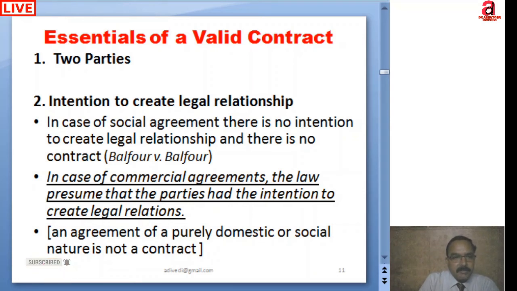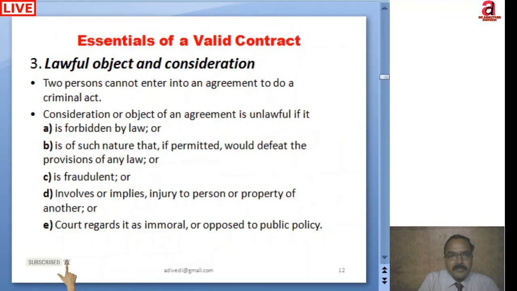Suppose A and B agree to go to a movie on coming Sunday. A does not turn up, resulting in loss of B's time and money. B cannot claim any damages from A, since the agreement to watch a movie is a domestic agreement, a social agreement, which does not result in a contract.